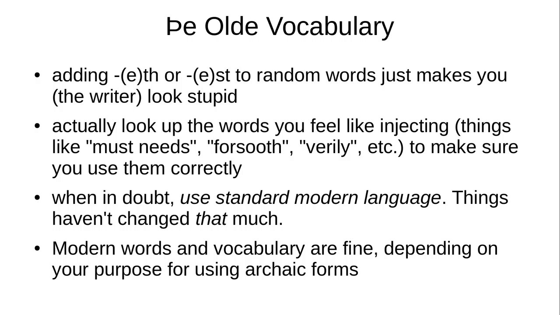Now, depending on your purpose for using archaic forms, modern words and vocabulary are fine. The F and est suffixes for verbs are regular and standard. You can use them on any verb, even a verb that didn't exist until 5 years ago. It's fine if your characters in your story are in a modern type environment with computers to talk about computers. Use the word computer. It's perfectly fine. If in the setting they would have a word for it, then use the proper word for it. Don't go out of your way to come up with cute circumlocutions that aren't necessary.